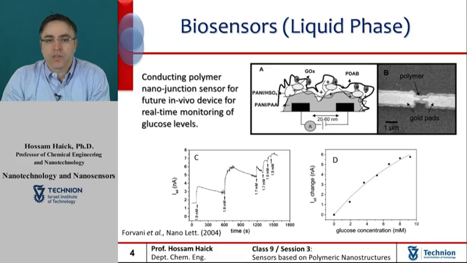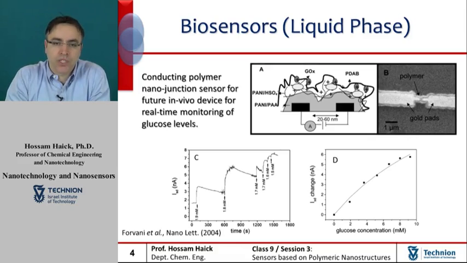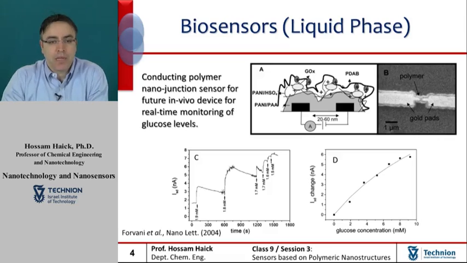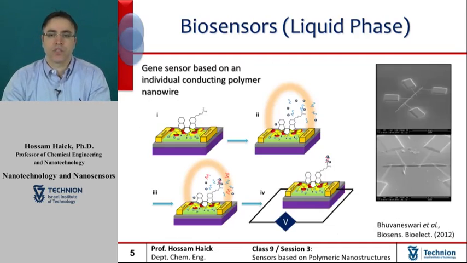The results of this process are described in the present slide. In panel A, you can see the structure of the polymer nanojunction sensor, and in panel B, you can see the same image of the nanostructured polymer films deposited on gold pads with 20 to 60 nanometer gaps. In panel C, you can see the time course of drain current at the nanojunction upon successive additions of 40 millimolar glucose, and in panel D, you can see the corresponding calibration plot of drain current changes versus glucose concentration.